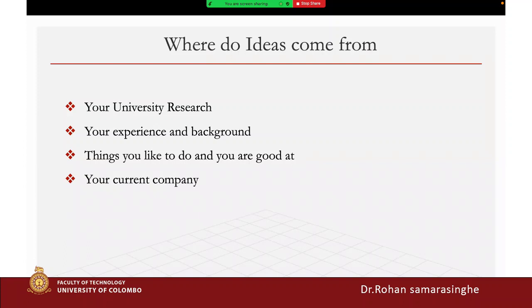Your current company may also always encourage you to do innovations. I know there are some companies in Sri Lanka that always encourage employees to do innovation that will help the industry. One of my friends is working in a glove company in Sri Lanka. He is the assistant director of innovation. He tried to introduce some robotics technology for process management.